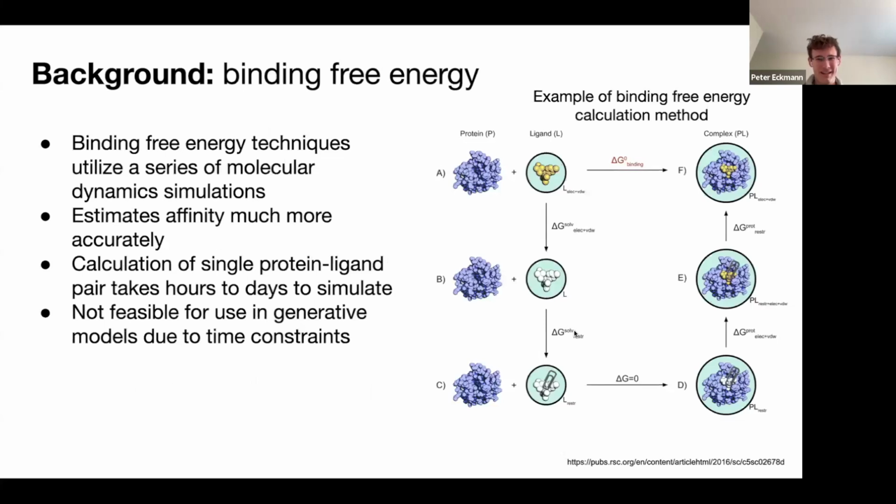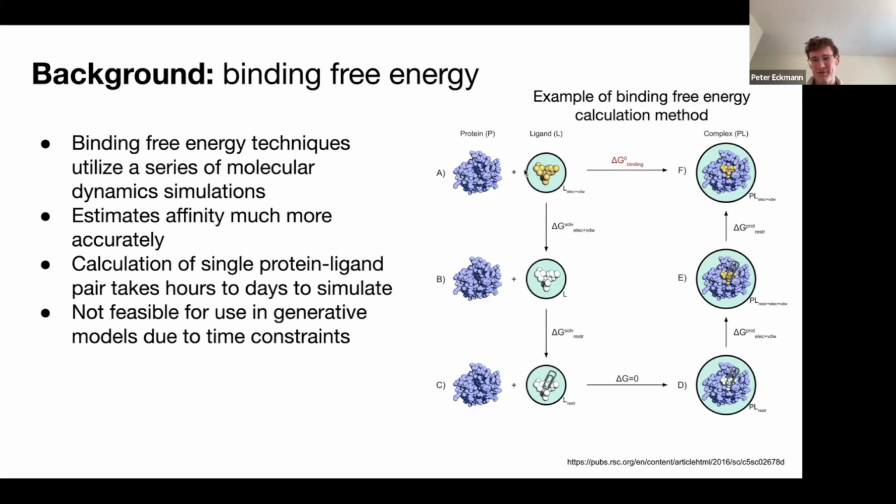But there are more accurate techniques to computationally estimate the affinity. In particular, binding free energy techniques utilize a series of molecular dynamic simulations. These techniques estimate affinity a lot more accurately than docking. On the right here, we have an example of how to calculate the binding free energy. Each circle here represents a molecular dynamic simulation that you have to run.